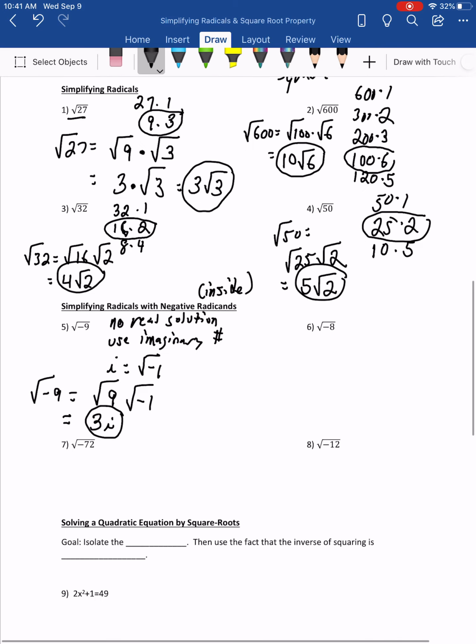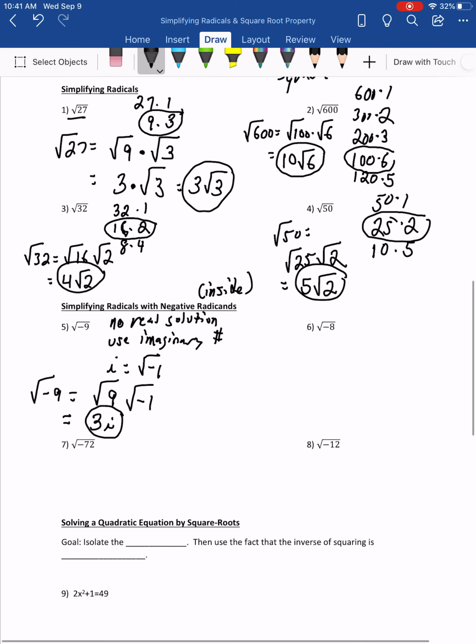So we're going to say square root of negative 72 is equal to the square root of 36, square root of 2, and the square root of negative 1. So square root of 36 is 6, square root of 2, and then, of course, the square root of negative 1 is i, and the i is going to jump to the front. So we're going to write this answer as 6i times the square root of 2.